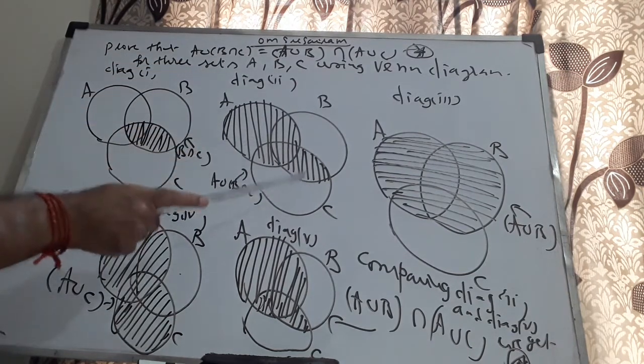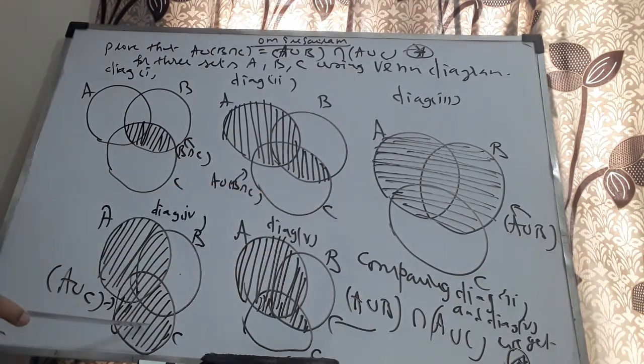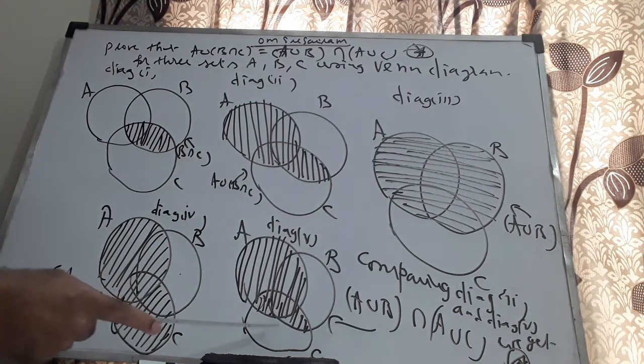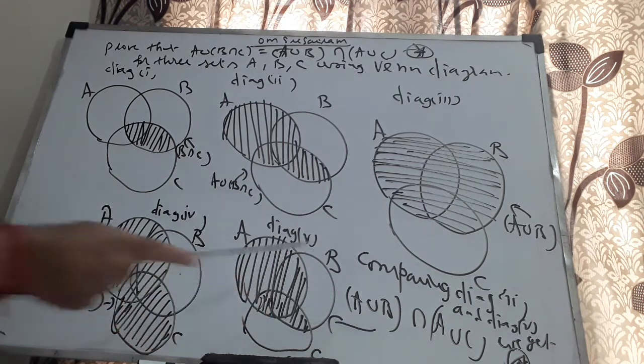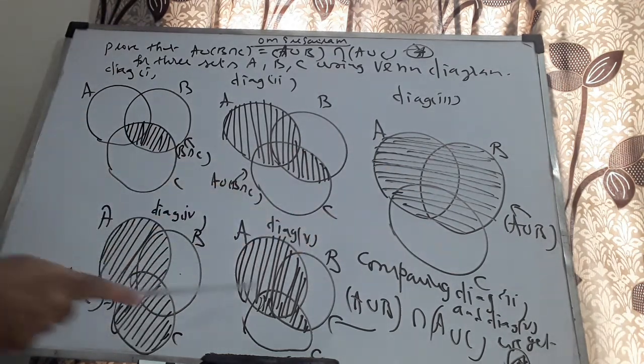Then A union (B intersection C), that is my second diagram. This is A union B, this is A union C. Now the common shading I should think about, that is the meaning of intersection here. This portion is not shaded but shaded here. Shaded here but not shaded here. Therefore the common shading is only this much.